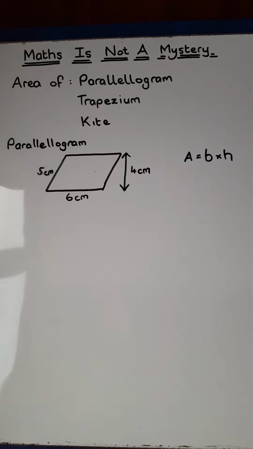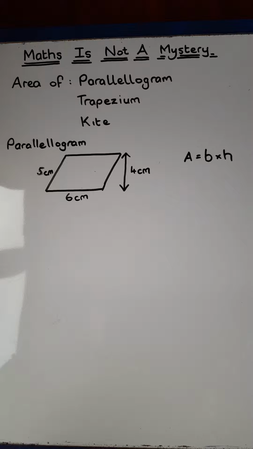There's a diagram of a parallelogram. The diagram's got three different measurements on there. Only two of those measurements are relevant to us. Watch out on exam papers because they will often give you an extra measurement just to see whether you know which ones matter and which ones don't. So the area of a parallelogram is base times height. It's as simple as that.